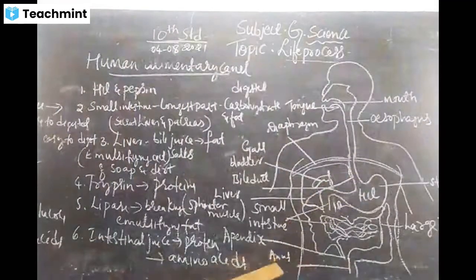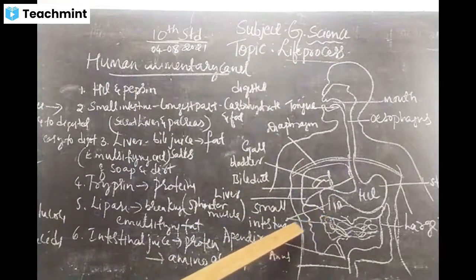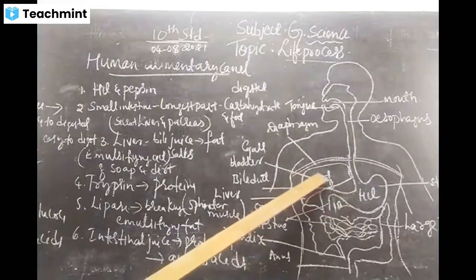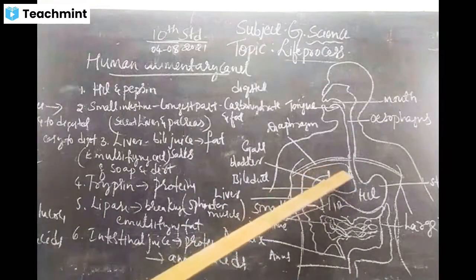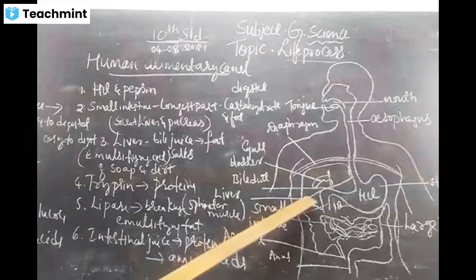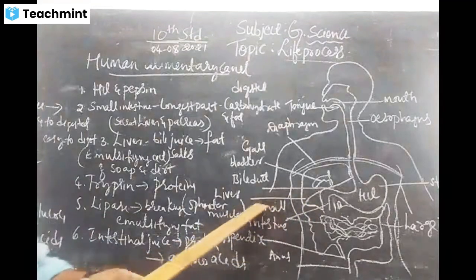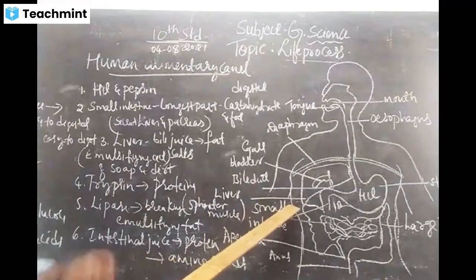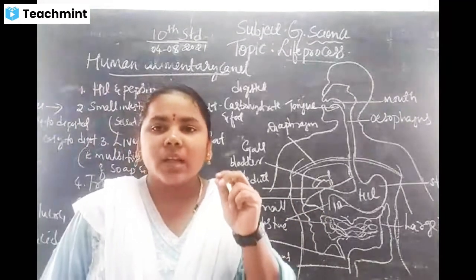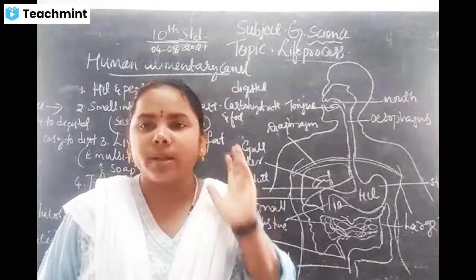Look at the structure here. And this is the small intestine. Okay, and look at this, this is a liver. Whatever you are going to see, it's a liver part. So in the liver there is also a secretion of enzyme. It's called bile juice. The bile juice also contains bile salt.